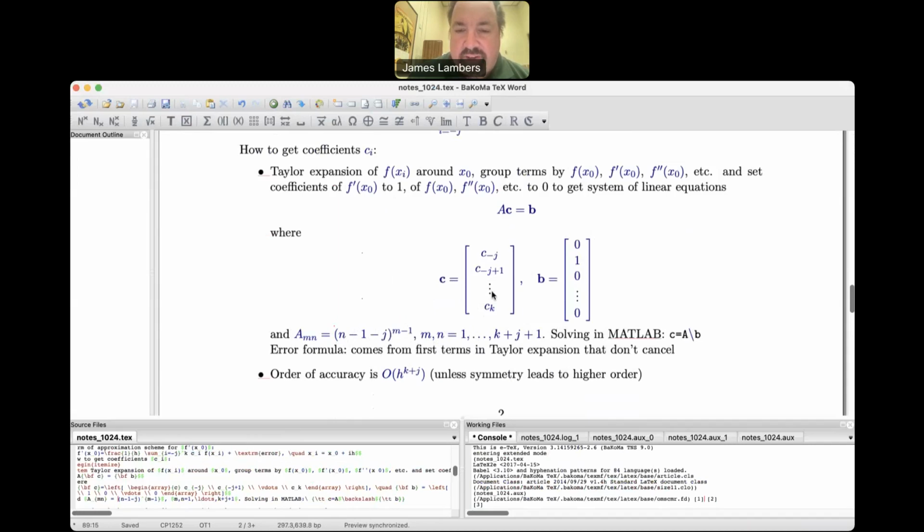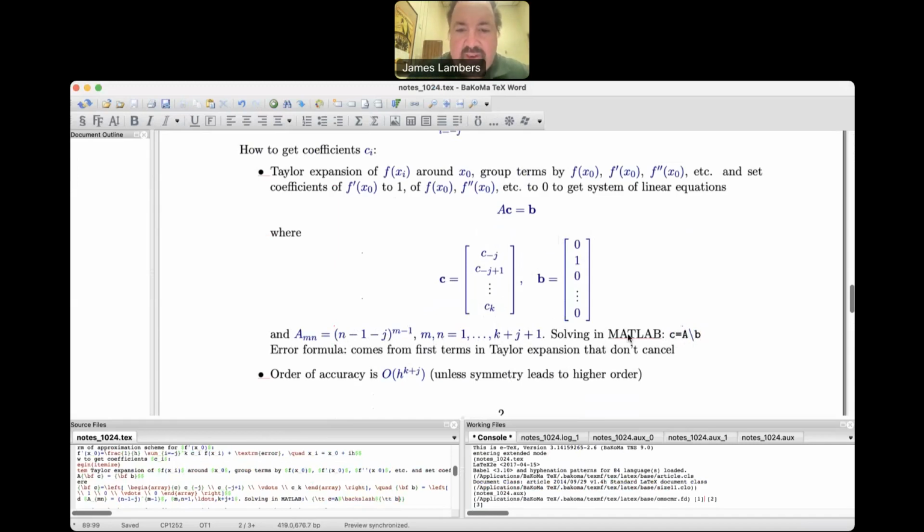Okay, now the number of equations in your system is equal to the number of coefficients that you're looking for, and that's equal to k plus j plus 1. So we have a k plus j plus 1 by k plus j plus 1 system of equations to solve. You don't even have to carry out the Taylor expansion on paper. If all you're looking for is the coefficients, you could just set up a system of equations. You fill in this matrix A and this vector B, and when you solve it in MATLAB, C is equal to A backslash B, which is equivalent to C equals A inverse times B. That solves the system of equations. But this is more efficient than actually computing A inverse and multiplying by B.